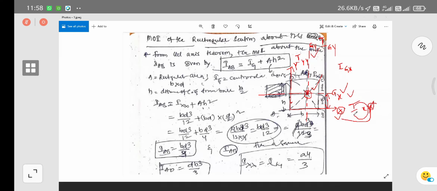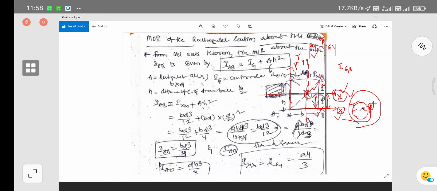So the moment of inertia about the base axis is nothing but the moment of inertia about its central axis plus the area multiplied with the square of the distance between these two parallel axes. That gives the total moment of inertia of your object about the base axis, that is AB, or otherwise IX.